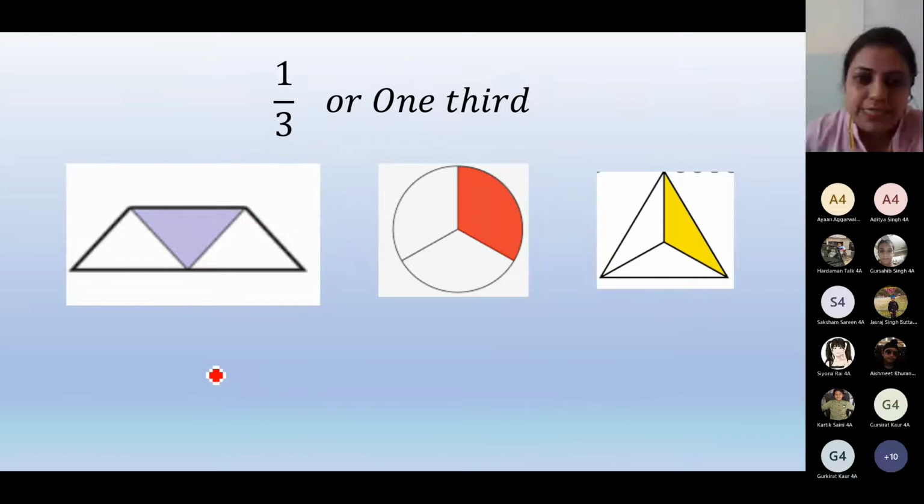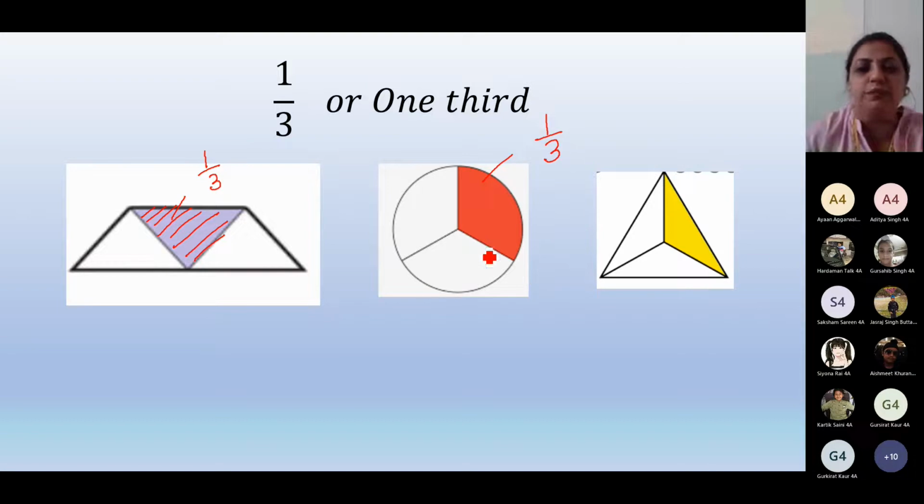Look at these shapes. These shapes are divided into 3 equal parts. Here this shape is divided into 3 equal parts, and if I want to write the fraction for this shaded part, it is 1 part out of 3 equal parts. Similarly, this circle is divided into 3 equal parts, and this red part can be written as 1 part out of 3 equal parts. These are all examples of 1/3.